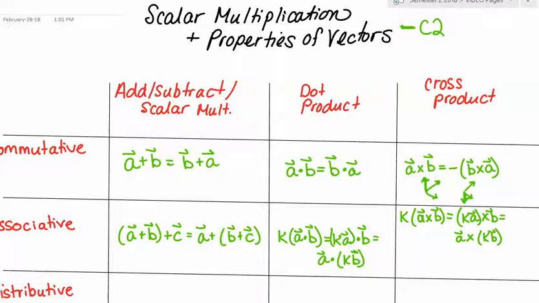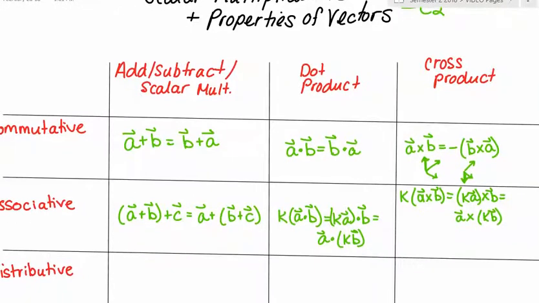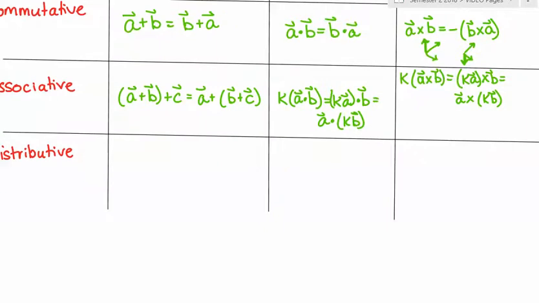Okay, so the last one is the distributive property. Here is how that works for addition. Let's say we had some scalar, and then we're going to do A plus B. Well, it turns out we can distribute that scalar amongst these two things. So we can do the scalar times vector A plus the scalar times vector B. So that's the distributive property.